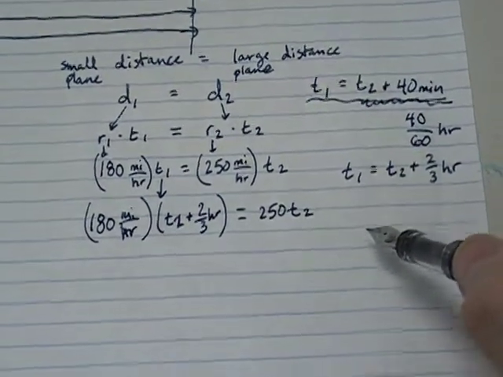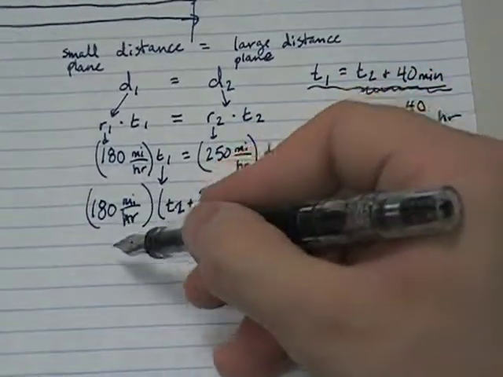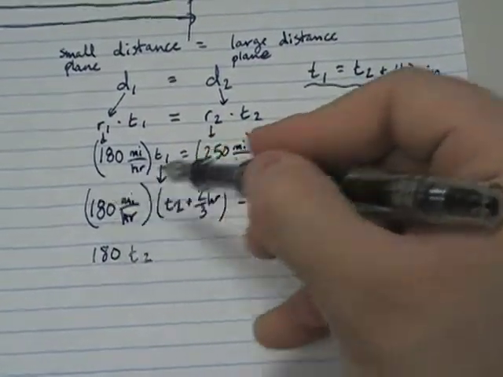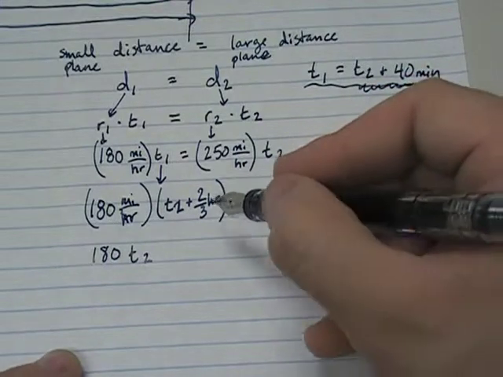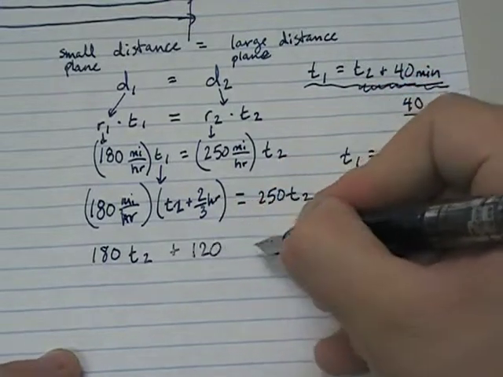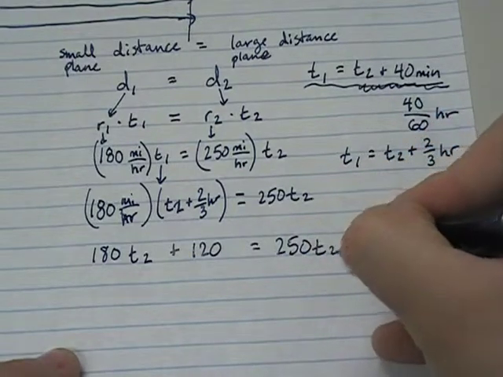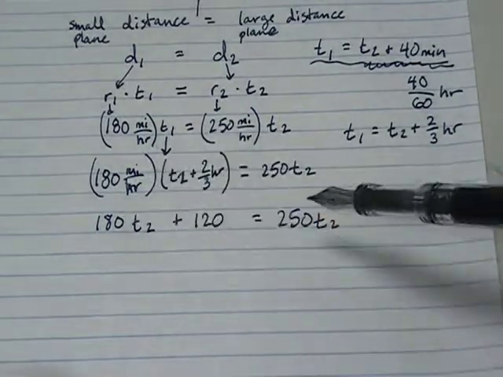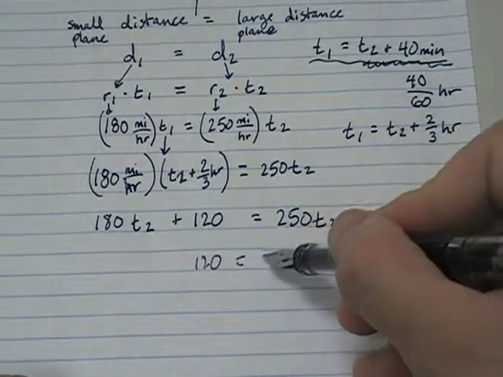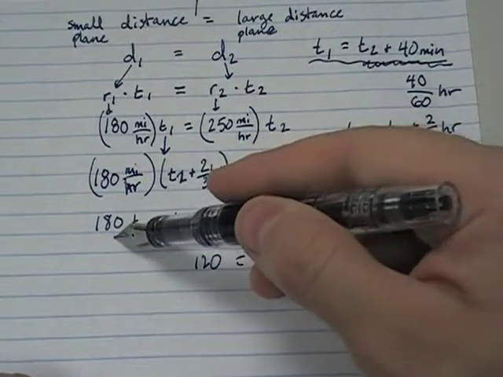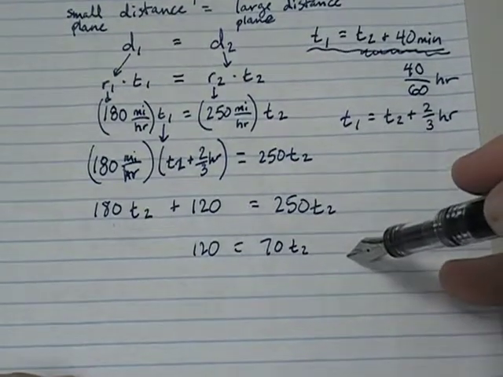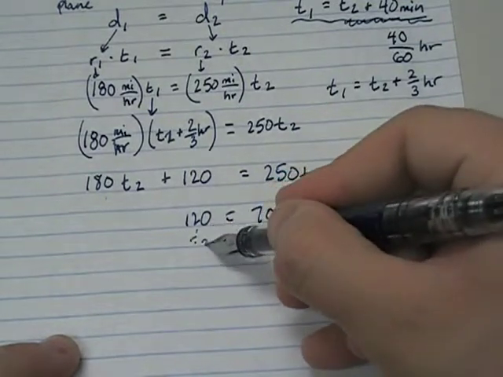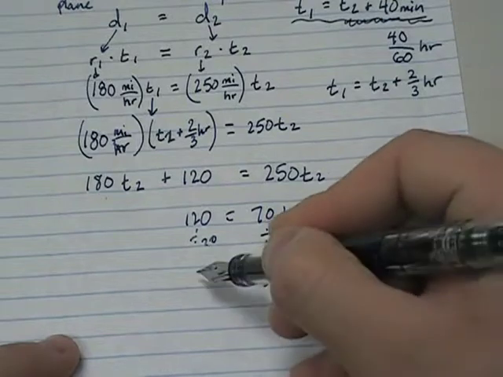So what we're going to do is take this equation and multiply these out. So we get 180 times T2, so we get 180 T2. 180 times 2/3 is 120, so plus 120 equals 250 T2. Now this equation looks pretty simple, so we're going to move our T2 over. So we get 120 equals 70 T2, because we subtract 180 T2 from both sides. Then we're going to divide by 70.